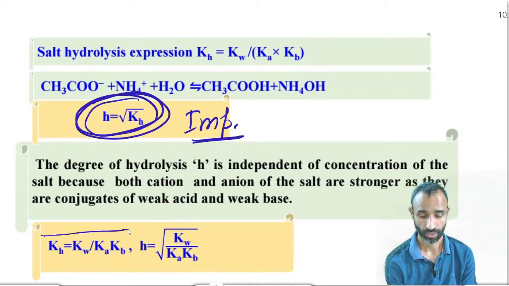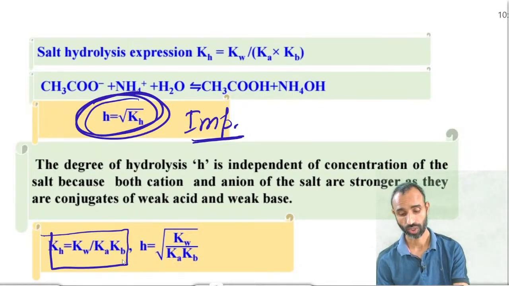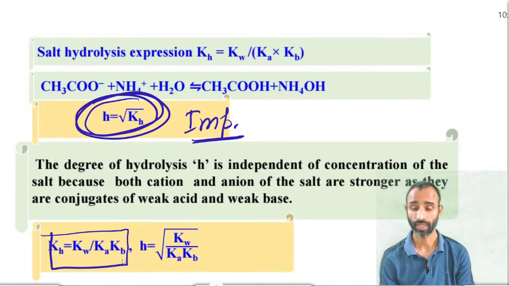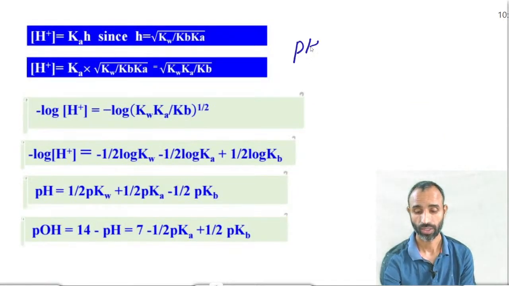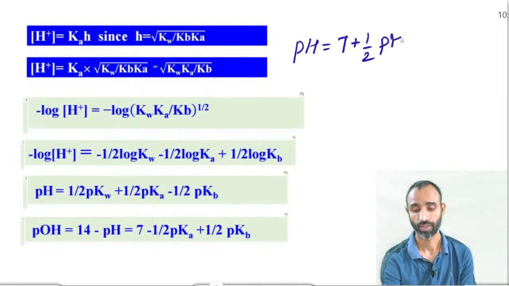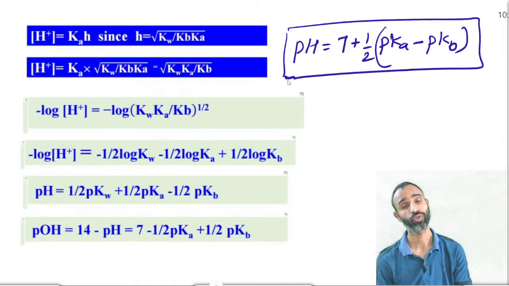See, Kh is equal to Kw upon Ka into Kb, and h is equal to square root of Kw upon Ka into Kb. And pH, in this case, is 7 plus half pKa minus pKb. So pH is also independent of the initial concentration.